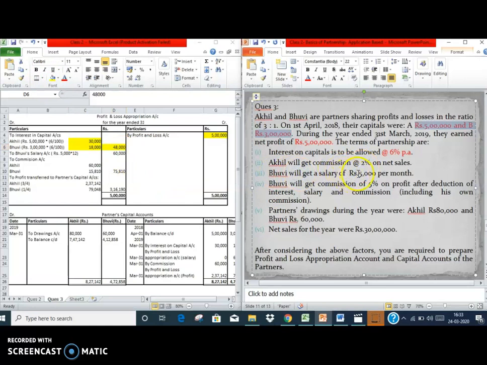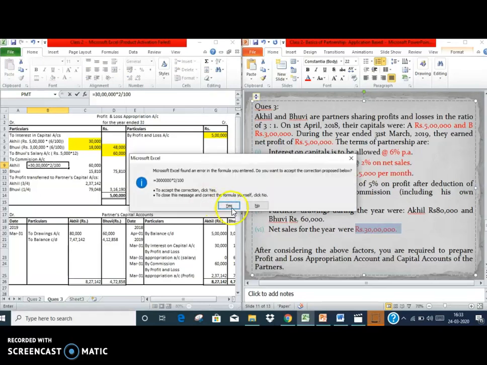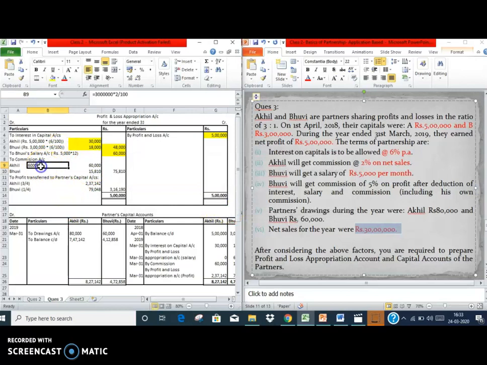Next given to you is that Ruby is entitled to get a salary of 5,000 per month. So 5,000 into 12, which is 60,000. Next, Akhil will get a commission of 2% on net sales. So 2% on net sales of 30 lakh rupees. So how have we calculated the amount for Akhil? It is equal to 30 lakhs into 2%. This is how we do it. So the amount is 60,000. Clear? This we have calculated.